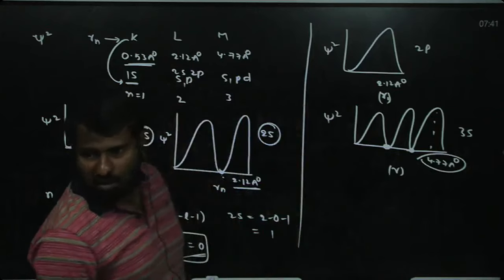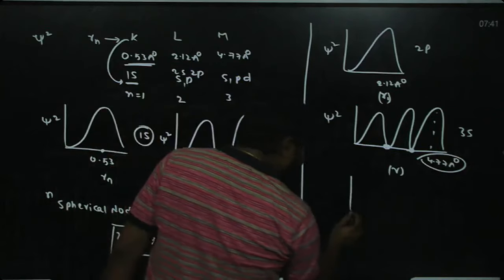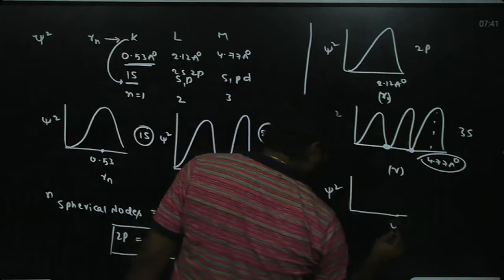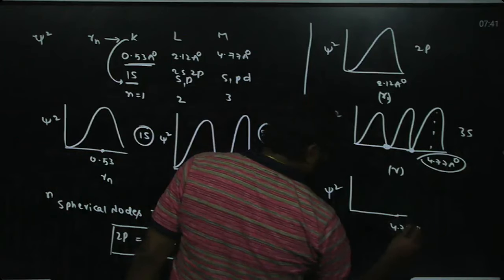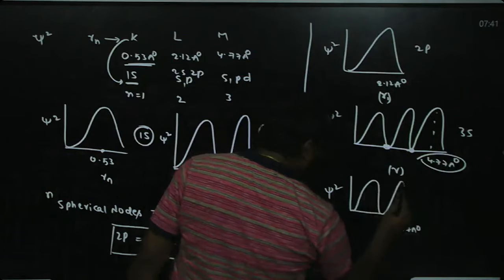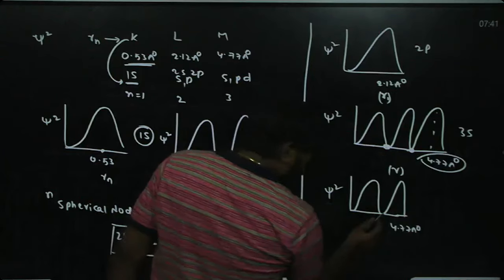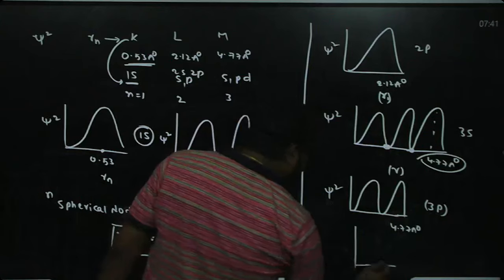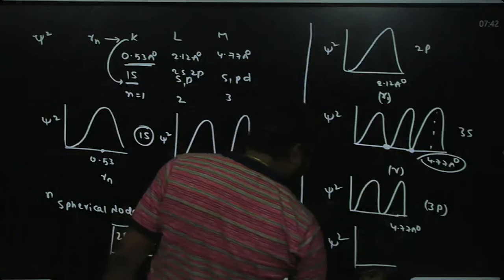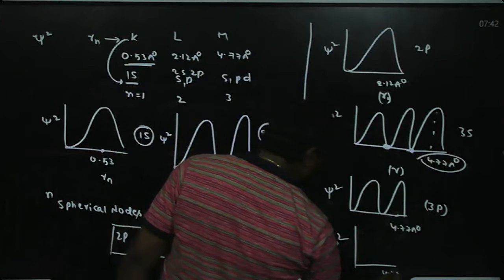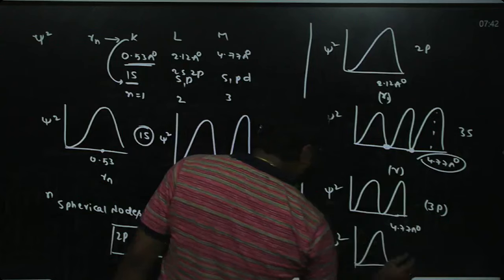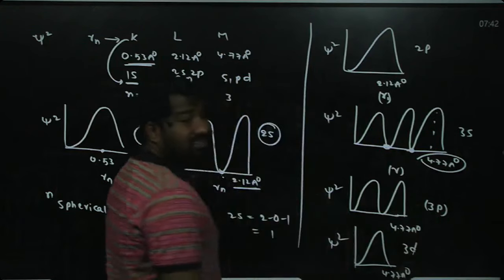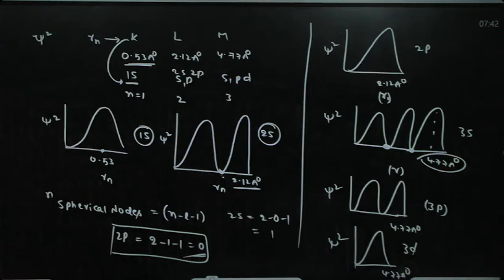Got it? If the same distance, 4.77 angstroms, is there for psi square and you find a graph like this, which orbital does it become? 3p. The same psi square and the same distance, 4.77 angstroms. If you get only one peak, that represents 3D. Are you clear with this? Everyone, write it down.